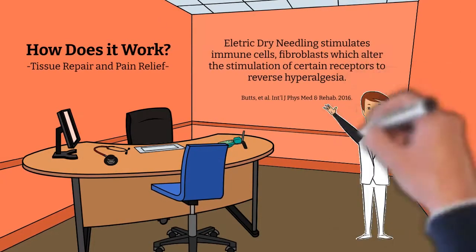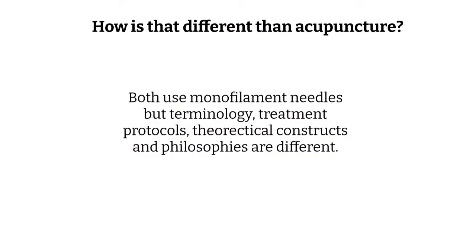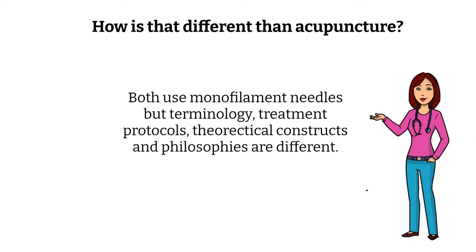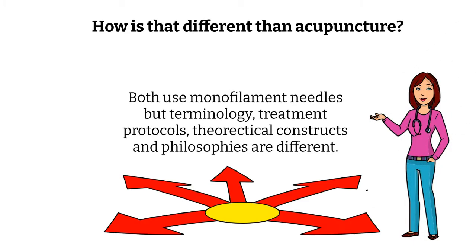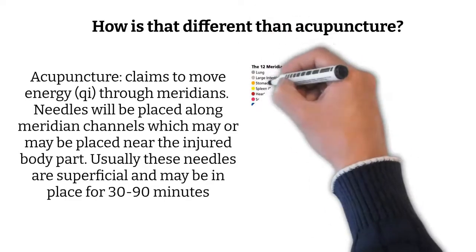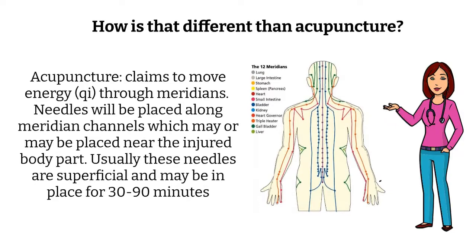Now that we have established several of the ways dry needling works to reduce pain, decrease inflammation, and aid in the recovery process of musculoskeletal conditions, let's discuss how it is different from acupuncture. Both use monofilament needles, but the terminology, treatment protocols, theoretical constructs, and philosophies are all different. To break it down further, acupuncture is an Eastern concept that claims to move qi or energy through meridians in the body.